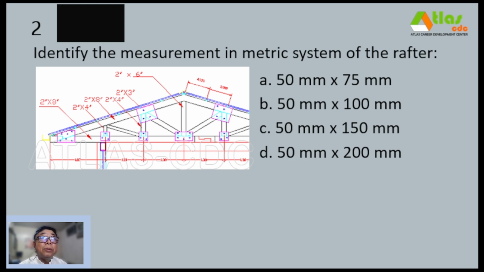Number 2, identify the measurement in metric system of the rafter. A, 50 mm by 75 mm, B, 50 mm by 100 mm, C, 50 mm by 150 mm, and D, 50 mm by 200 mm.